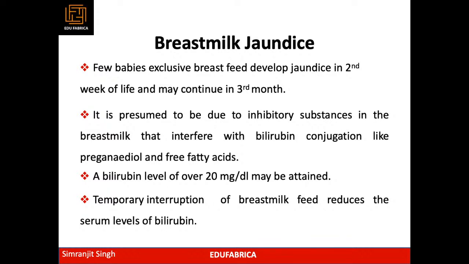Now let's go to breast milk jaundice. In this, a few exclusively breastfed babies develop jaundice in the second week of life, and it may continue till the third month. It is presumed to be due to inhibitory substances in the breast milk that interfere with bilirubin conjugation, like pregnanediol or free fatty acids. A bilirubin level of over 20 mg per deciliter may be attained, and temporary interruption of breast milk feeding reduces the serum levels of bilirubin.